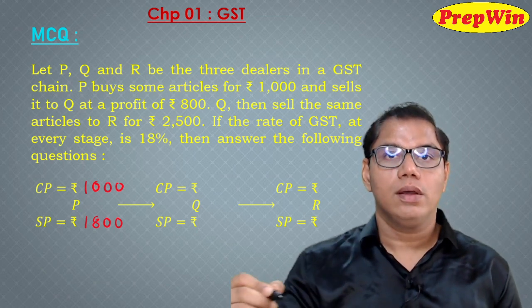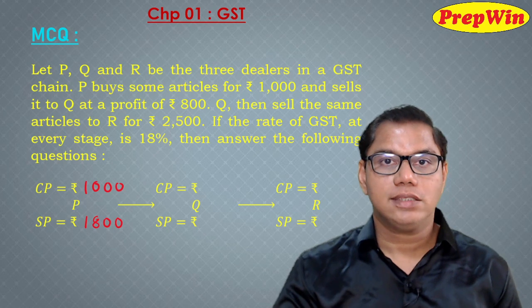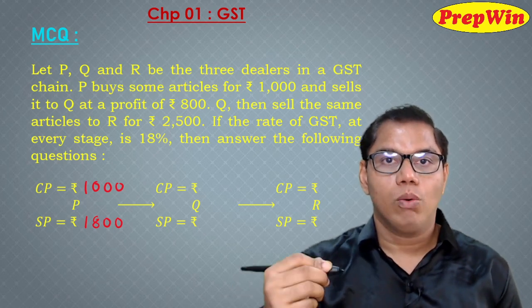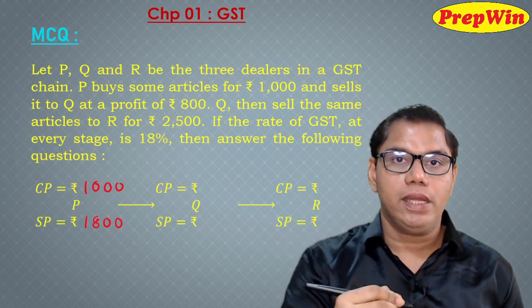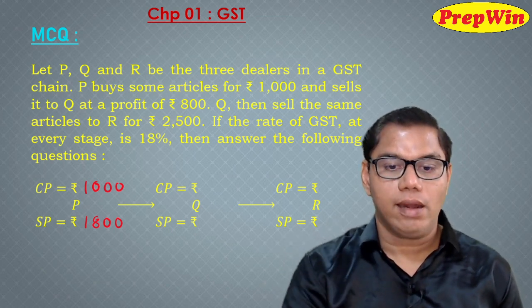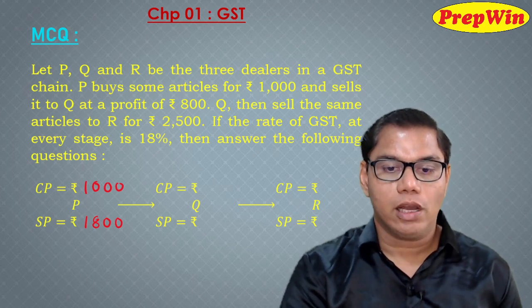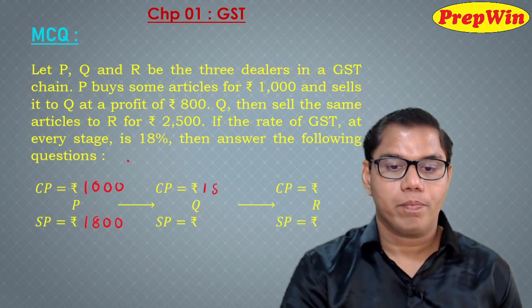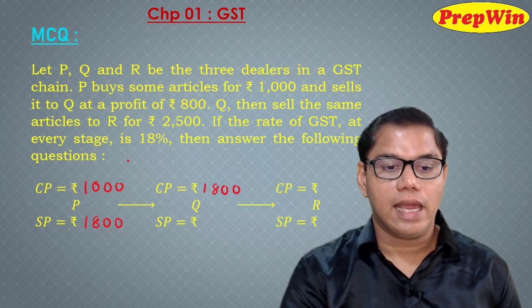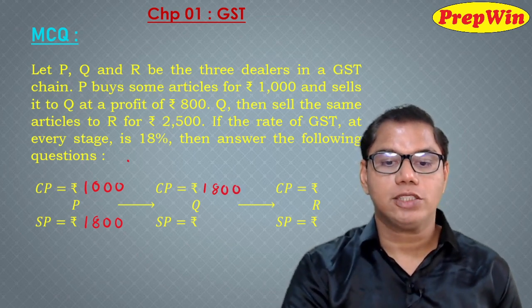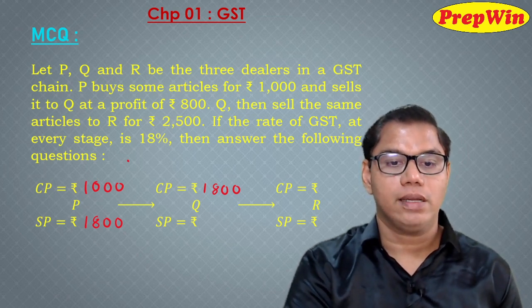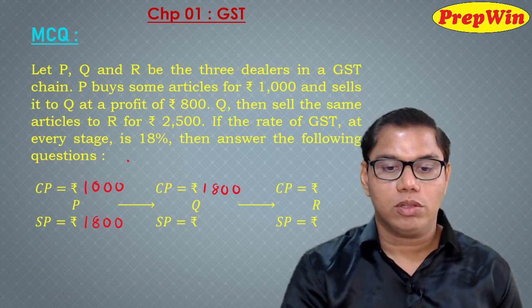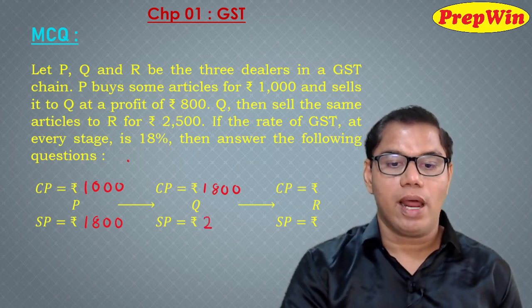Now let's come to the second person in this chain, that is Q, and we will try to understand the cost price and selling price of Q. Selling price of P is 1800, and the same will be the cost price of Q. Selling price of P is the same as cost price of Q. Now what happens next is Q then sells the same article to R for rupees 2500. So selling price of Q is 2500.